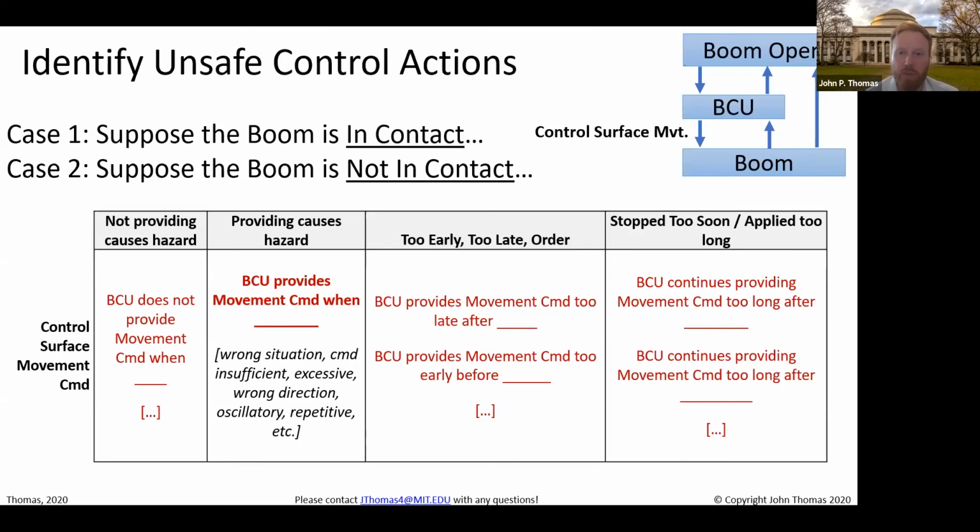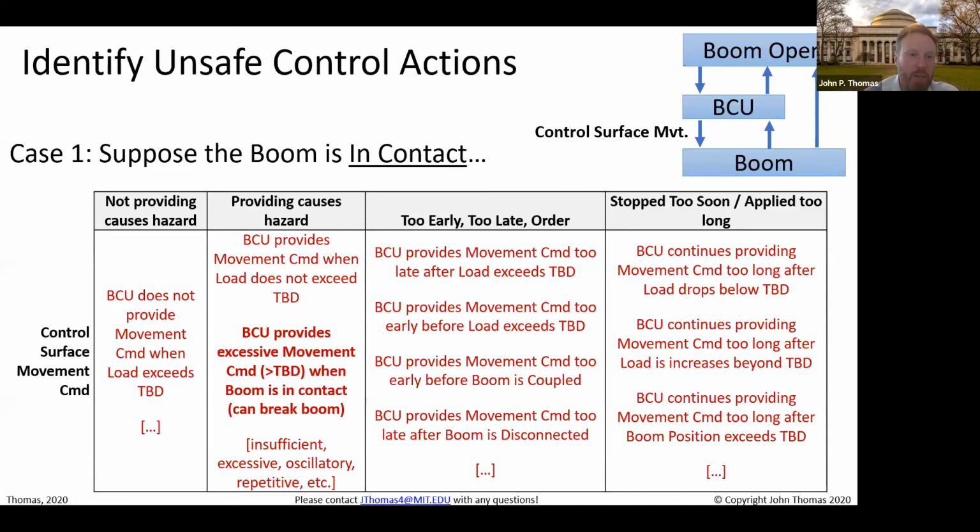Fantastic. Yeah, for sure. First one that comes to mind is you provide excessive movement. Just like the boom operator, if the BCU does it, that's a bad day too, because you can really break the boom by doing this. What are some other ways? Well, what if you provide this movement command when we really shouldn't be moving the boom at all, when the load is within some tolerance, when it's already low? If we move the boom, we're going to be increasing the load and making things worse. We might think of some other cases in there.